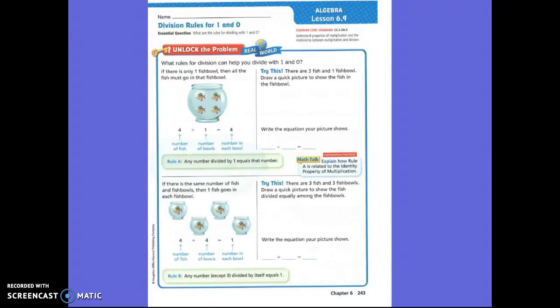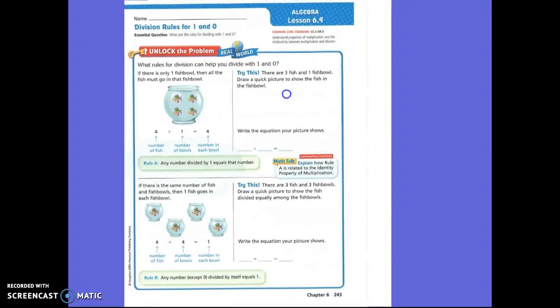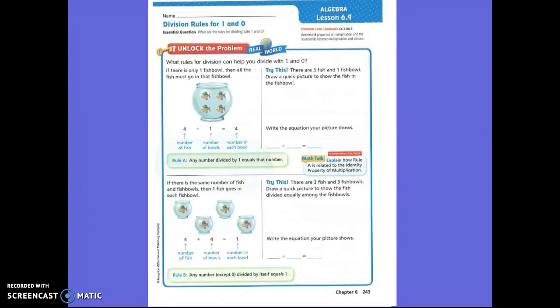Okay, try this now. There are 3 fish and 1 fishbowl. Draw a quick picture to show the fishbowl. Whoops. How do I draw a fishbowl? I make an oval going sideways. And then I make... Yeah, that looks like a sack. Well, it doesn't really matter. Now, it says there's supposed to be 3 fish. So make a triangle and a circle. 3? I thought it was 4. It says 3 fish in the problem.